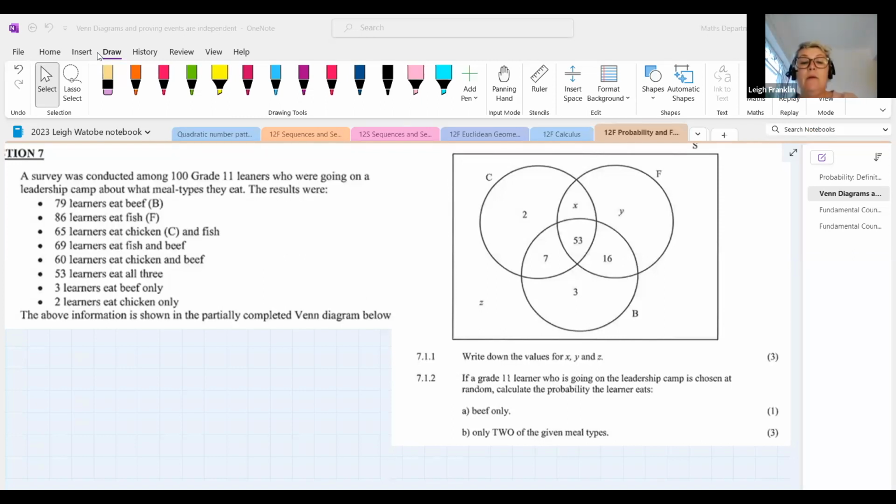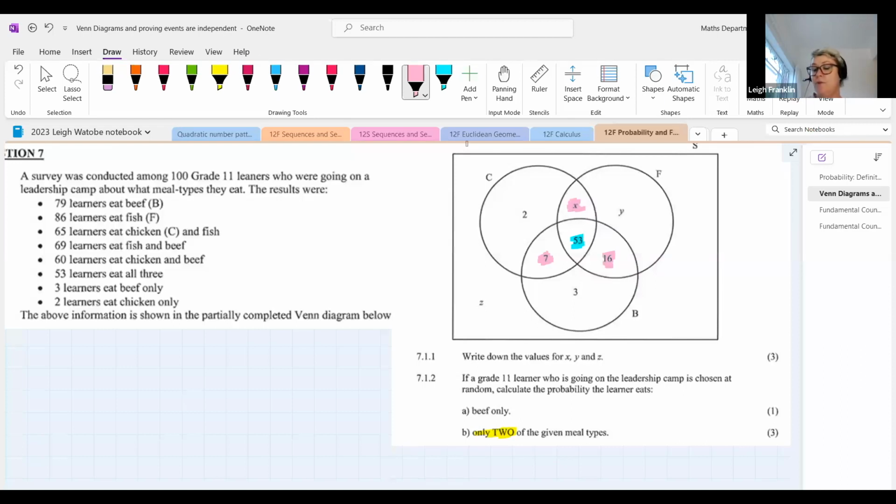So, Mabena, in question 7.1.2b, okay, Leanne, I got a different X value. Sorry. They're saying only two of the given meal types. So, Mabena, in the middle, that's somebody who eats all three. So people that eat only two are going to be the ones that I'm highlighting in pink. They eat two.